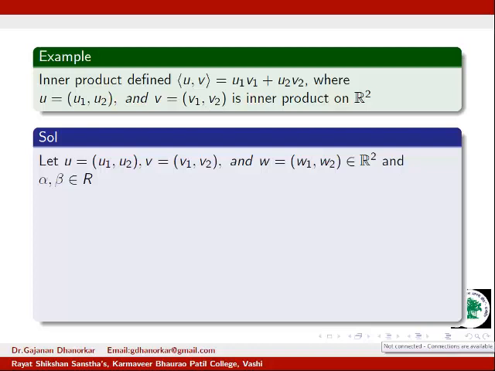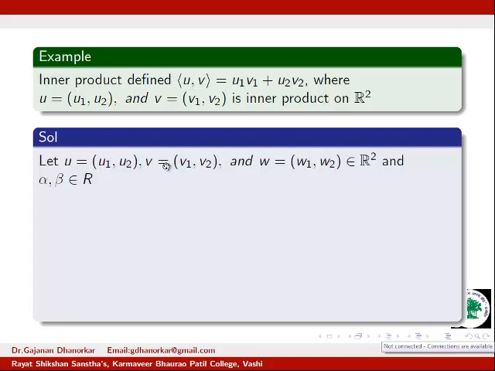Now, what is the meaning of inner product? Inner product means satisfying three conditions: linearity, symmetry, and that the inner product of u and u is always greater than or equal to 0, and if this is 0, then u must be 0. That is what we will try to check.